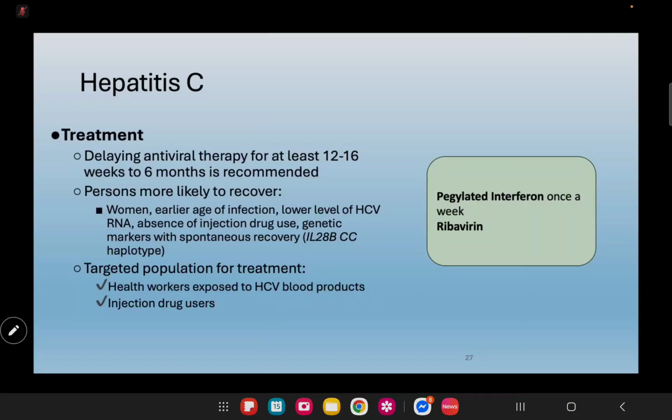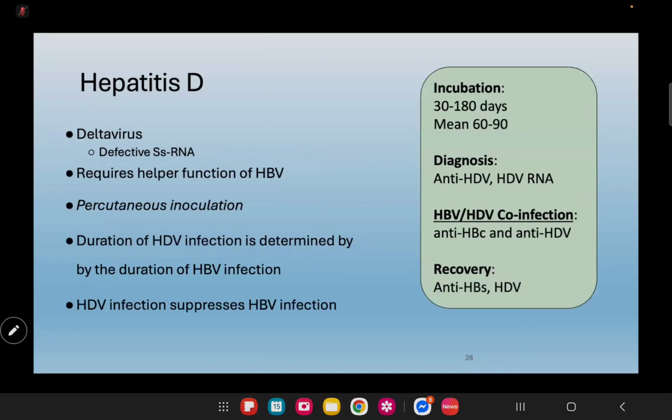Okay, so that's it for hepatitis C. So we're about to finish. So moving on, now on hepatitis D or HDV, also known as the Delta agent.